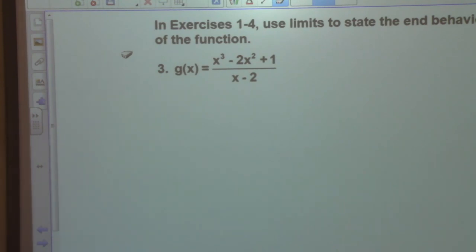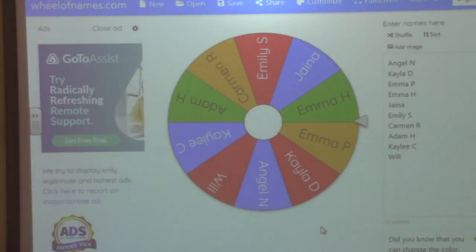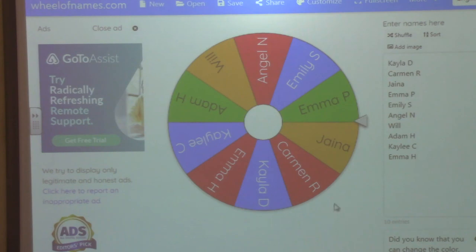Okay, are you ready for me to choose somebody with this? Kaylee's ready. Kitty's ready, Carmen's ready. Emma looks like she's ready. Jana looks like she's getting ready. All right. I want to shuffle this a couple times. Here we go.